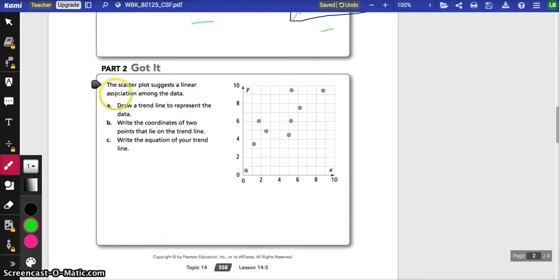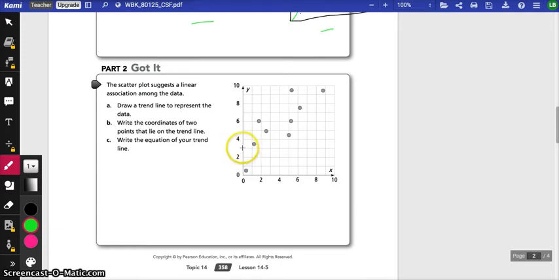Okay, so here it is, a number in part 2. It says the scatter plot suggests a linear association among the data. Draw a trend line to represent the data. The only way to do this, what I recommend at least, is getting a ruler and putting it on your graph and looking for a line that's about halfway through the middle of the coordinates and goes all the way across the whole thing.